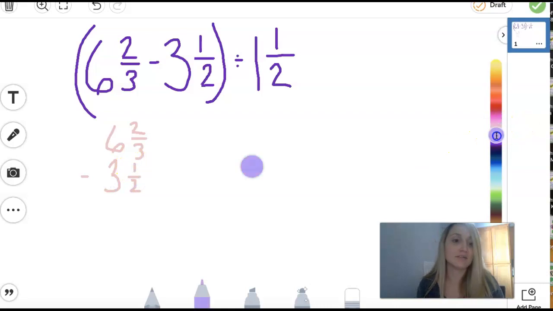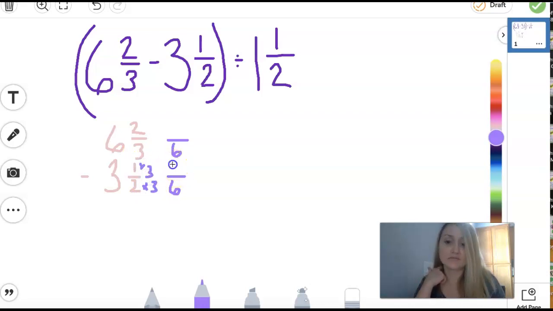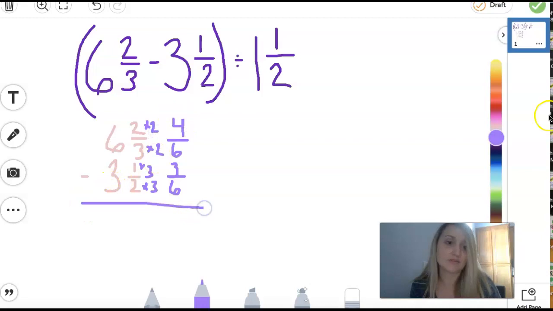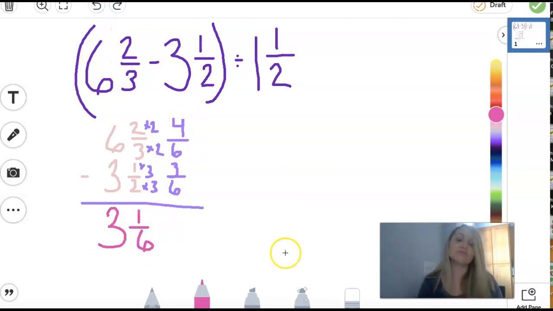Okay, so got to find that common denominator between 2 and 3, which would be 6. Okay, remember whatever you do on the bottom, you must do on the top. Okay, so now we're going to subtract. So 6 minus 3 is 3. 4 minus 3 is 1. Denominator stays the same. So you don't even have to borrow on this one. Okay, not done quite yet.